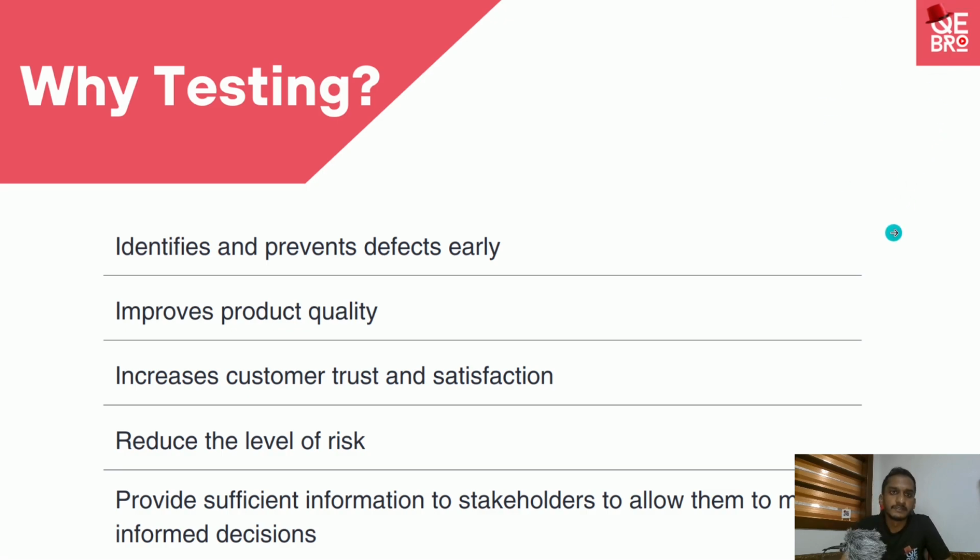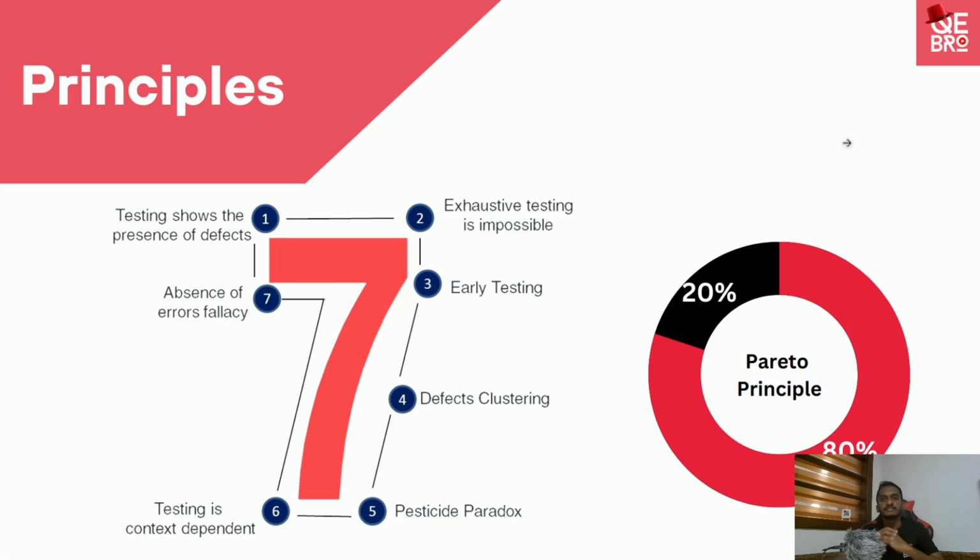So I hope these things are clear now. You know why testing is important, why you need to conduct testing, and why you should not skip testing for other reasons. Then when it comes to quality engineering, there are some principles. There are 7 principles. The first one is testing shows the presence of defects.